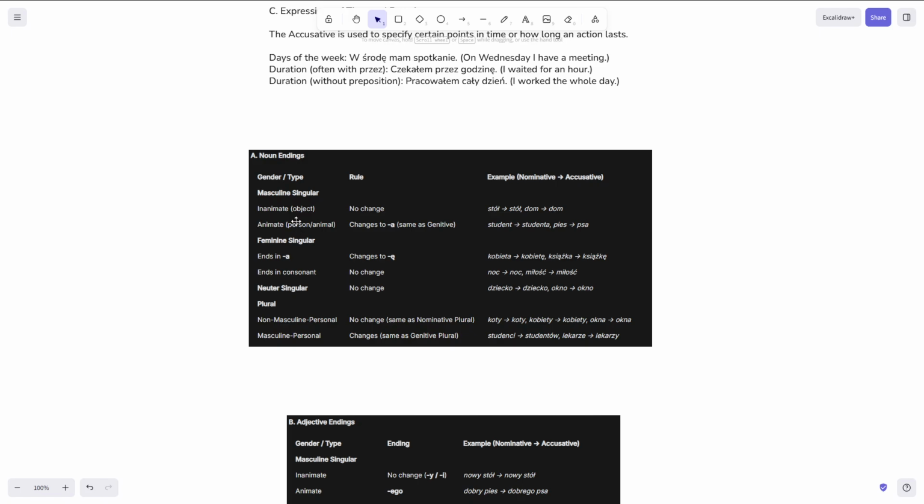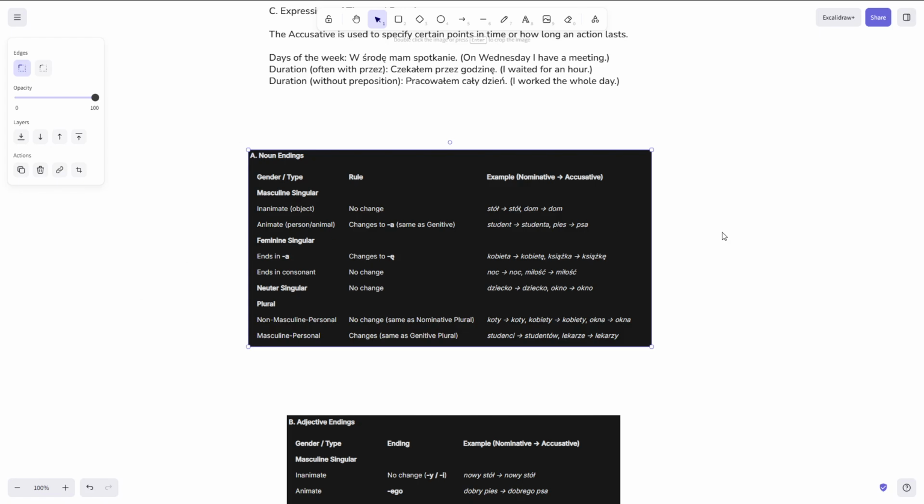Then the change is the same as in genitive, so we can just look at the genitive video. For animate masculine singular nouns, so basically nouns that describe people or animals, the ending will be a. It will be added or changed to a. So for example, student. Yes, it describes a person, so it is animate. Student, studenta. Then we have a dog. A dog is a living thing, so it is animate. So pies becomes psa, okay?